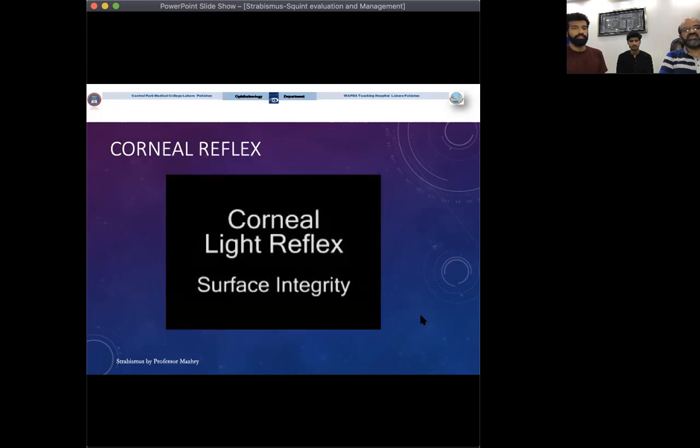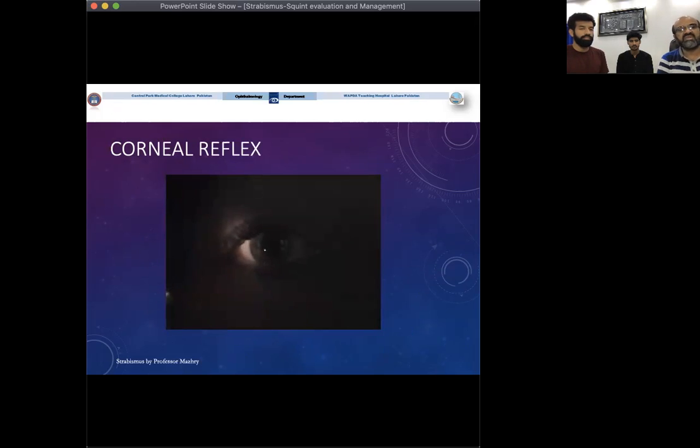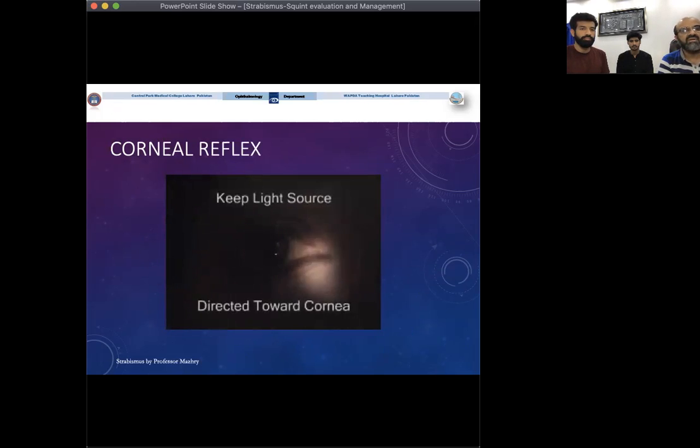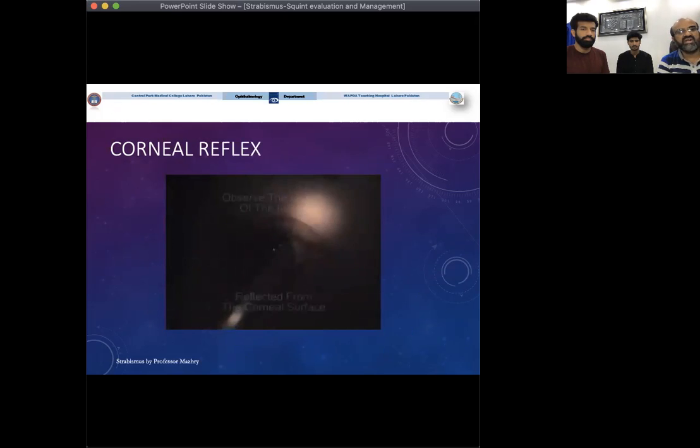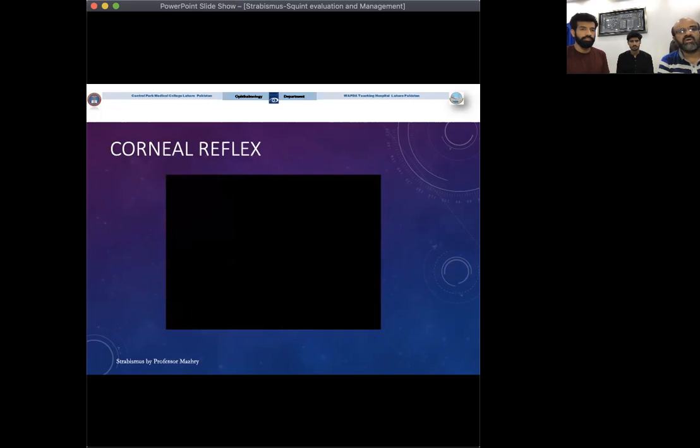This is a practical demonstration of corneal light reflex, or Hirschberg test. The light source is directed towards the cornea, and the cornea is shiny. The whole corneal surface has been checked by just simple reflection. This was not the Hirschberg test; this is just a demonstration of corneal reflex all around. The Hirschberg test will be the same.